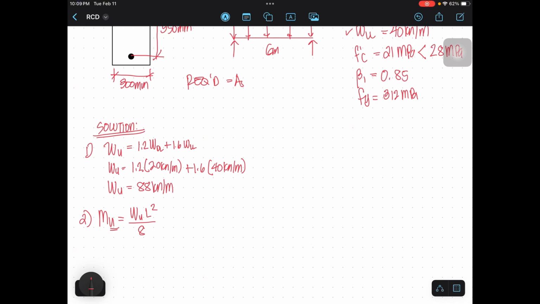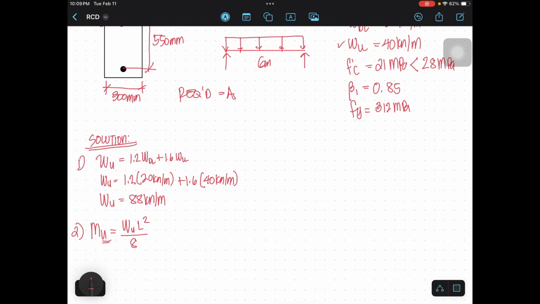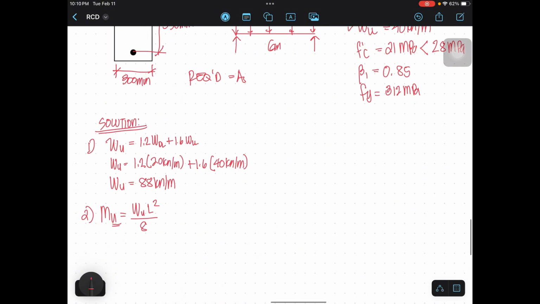Okay. If you are not familiar with this formula for this type of loading, you can construct its shear and bending moment diagram in order to get the maximum or ultimate moment that the beam could carry. Okay? But I suggest that you familiarize yourself with this specific equation because we will use it in many of our different design subjects. Okay.